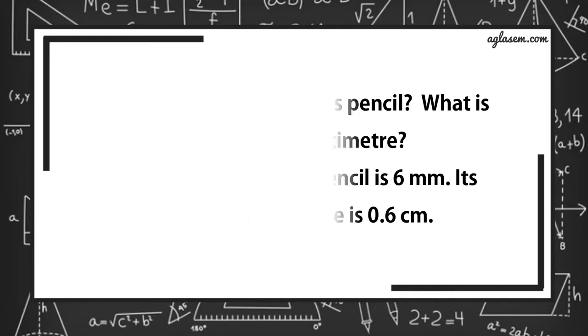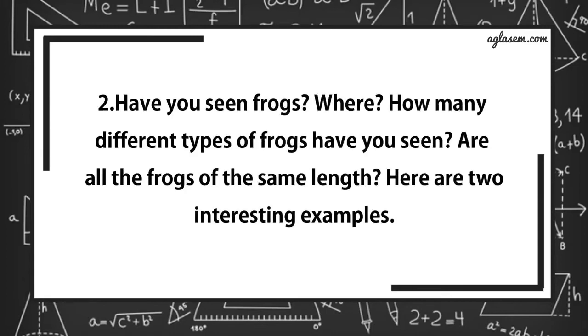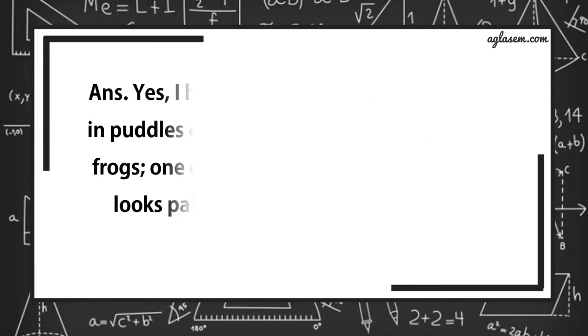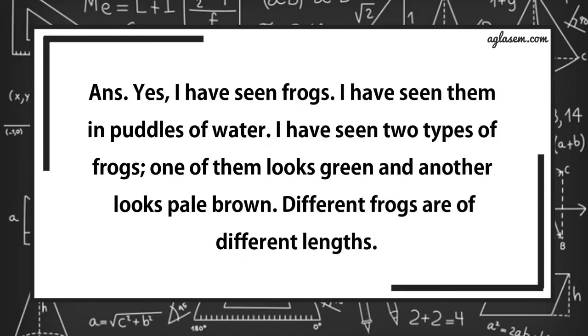Further, question number 2 says, have you seen frogs? Where? How many different types of frogs have you seen? Are all the frogs of the same length? Here are 2 interesting examples. So the answer is, yes, I have seen frogs. I have seen them in puddles of water. I have seen 2 types of frog. One of them looks green and another looks pale brown. Different frogs are of different length.